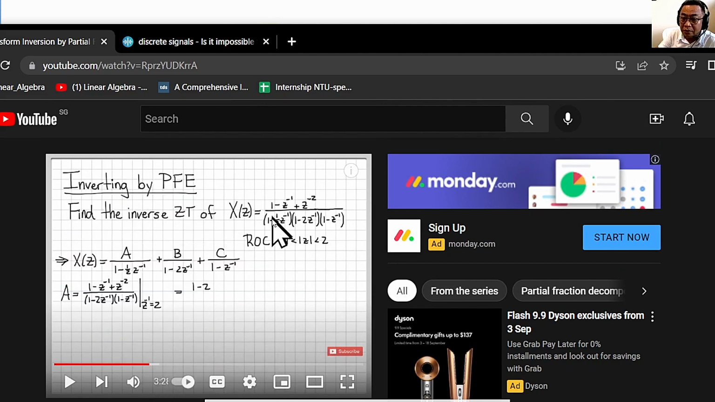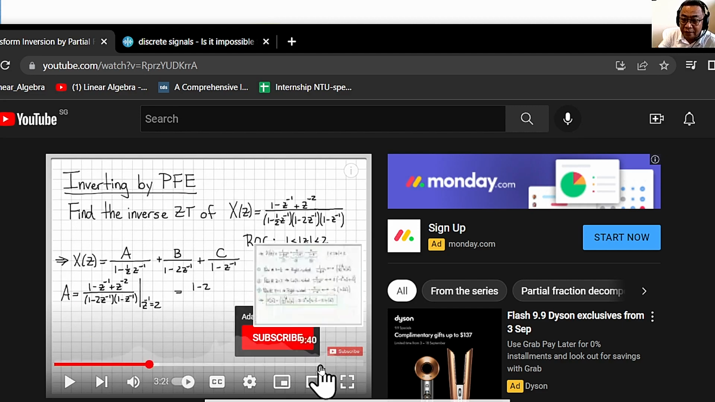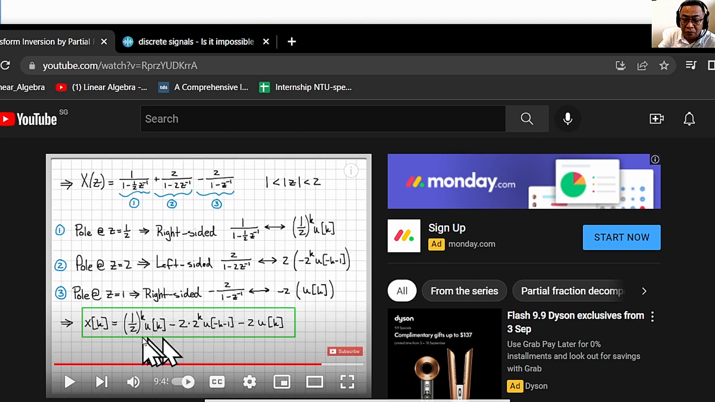Basically, we begin with a complicated Z transform and we are asked to find x[n]. The final x[n] looks like this. It has a causal part, an anti-causal part, and a causal part. So this x[n], or he used x[k], is a little bit different from what we have used before.